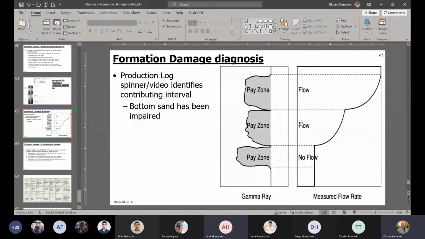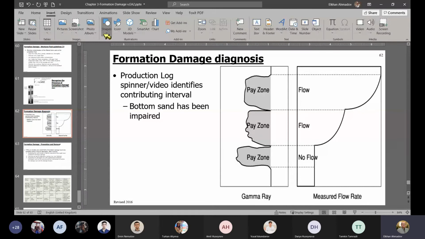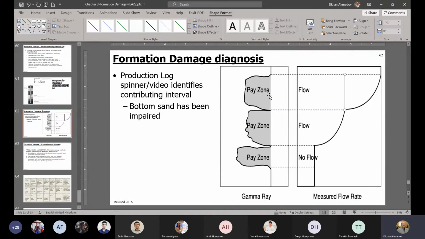this zone. If the spinner would go like this, then it would mean that this zone is also not producing, okay? Or if this zone wouldn't be producing, then the spinner would be like this. Yes. Okay, it's clear.